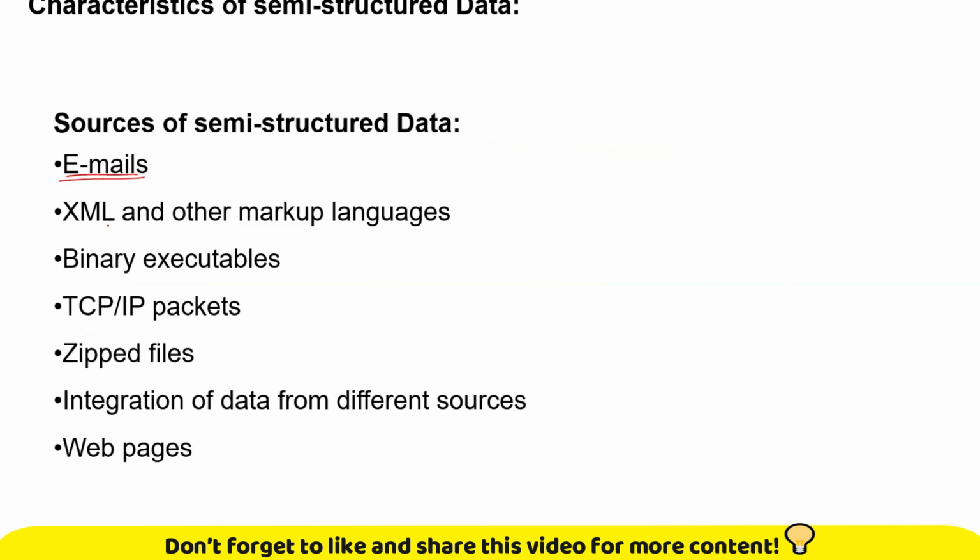Now, the sources of semi-structured data, as we discussed, could be emails, some sort of XML files, markup language, binary executables, maybe TCP/IP packets or zipped files, integration of data from different sources, or web pages. These are some of the sources where we may have semi-structured data. All right, so let's move forward.